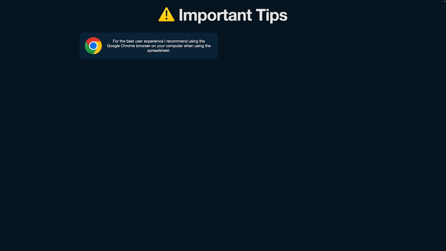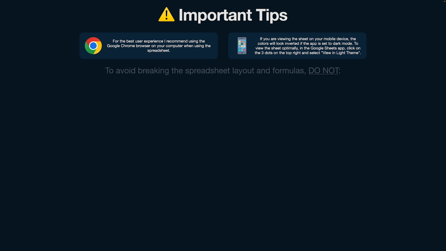Before we get started, I'd like to go over some important tips that you should keep in mind while using the spreadsheet. First, for the best user experience, I recommend using the Google Chrome browser on your computer when using the spreadsheet. If you are viewing the spreadsheet on your mobile device, the colors will look inverted if the app is set to dark mode. To view the sheet optimally, in the Google Sheets app, click on the three dots on the top right and select View in Light Theme.